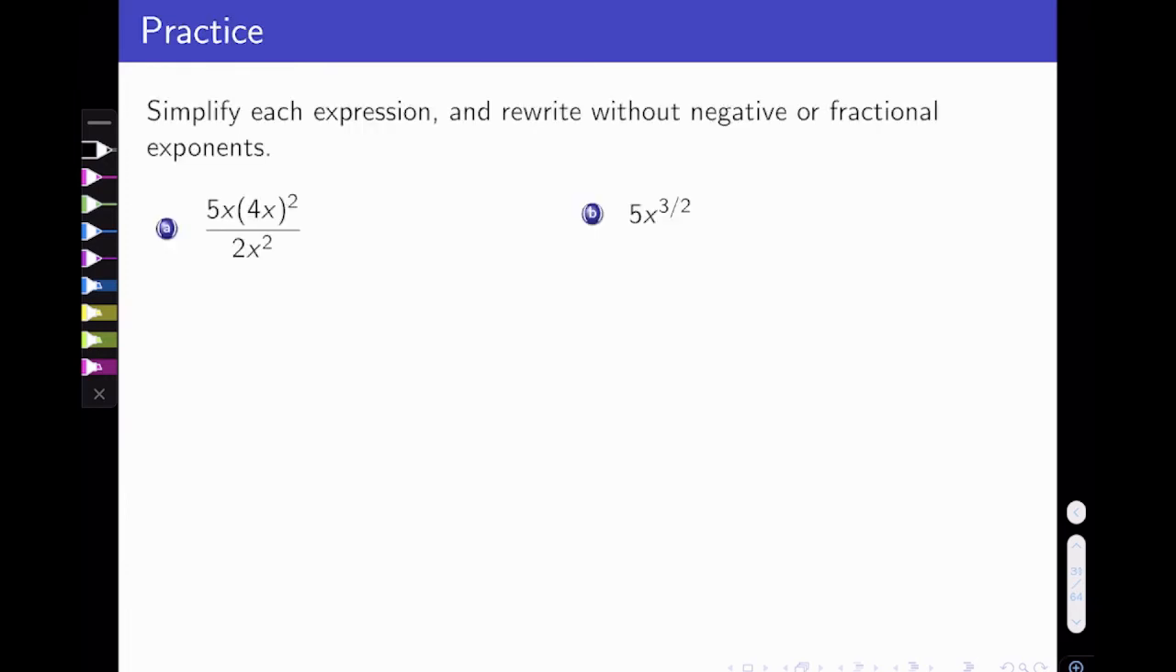Let's take a couple examples. So we want to simplify each expression and rewrite without negative or fractional exponents. When working on the homework, just make sure to read the directions first before submitting your answer, as the directions will change a little bit. So we still want to make sure to keep in mind our order of operations. I like to refer to them as GEMDAS instead of PEMDAS.